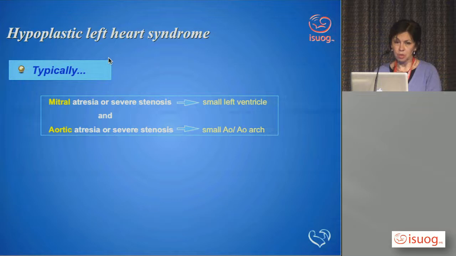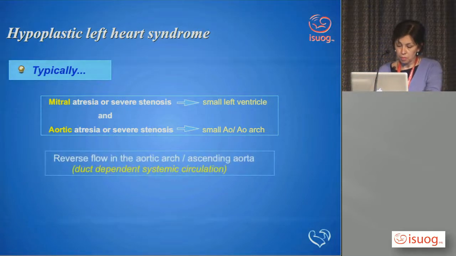hypoplastic left heart syndrome involves the mitral and the aortic valves. And we have mitral atresia, or very severe stenosis, and this will lead to a small left ventricle. And at the same time, we have aortic atresia, or severe stenosis, which will lead to a small aorta and aortic arch. Now, I'm going to give you a little bit of clinical background and a little bit of the anatomy as well, in order to understand what hypoplastic left heart syndrome might mean, or how you might see or suspect that on your ultrasound scanning mid-gestation.